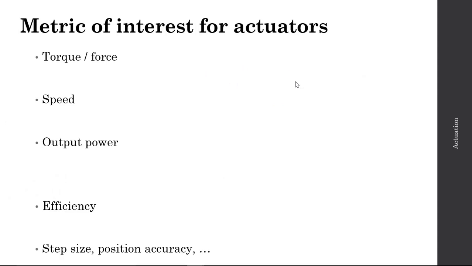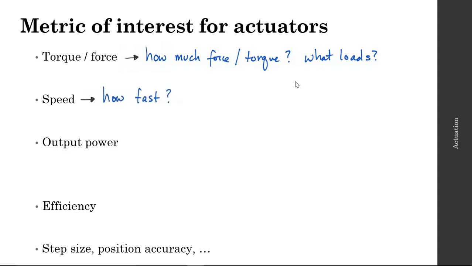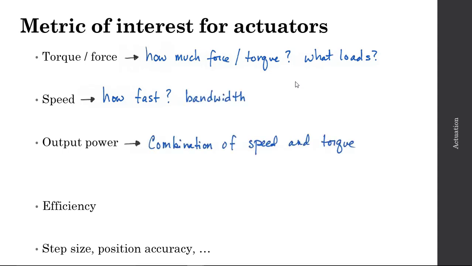There are a number of metrics that we need to evaluate when choosing an actuator for a particular application. The first one we want to keep in mind is the torque or the force that can be provided by the actuator. Another way to think about that would be what sort of loads I could actually apply on my environment. Another metric would be speed, so effectively how fast can I move, how fast can I actuate. And this is effectively the bandwidth. Output power is going to be the combination of the speed and the torque outputs.